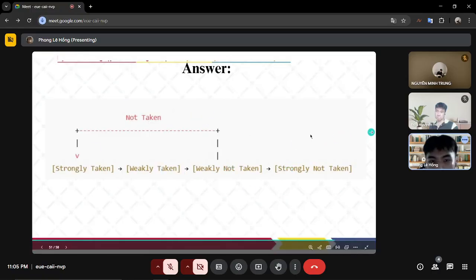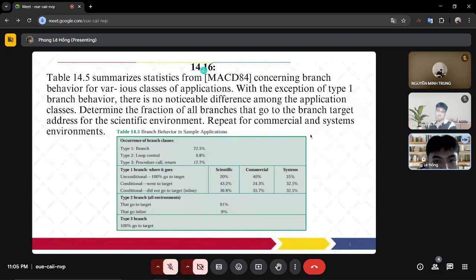Draw with this question. About 14.16, the table 14.5 summarizes statistics from the MC68 concerning the branch behavior. With the exception of type 1 branch behavior, there's no noticeable difference among the application classes: scientific, commercial, and system environment.